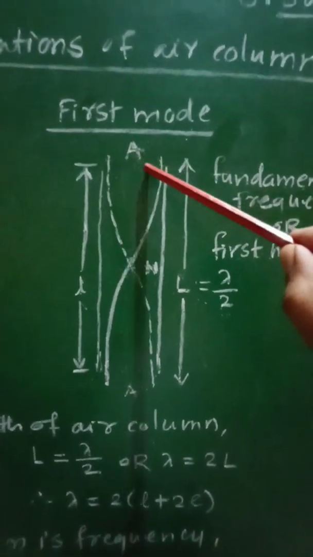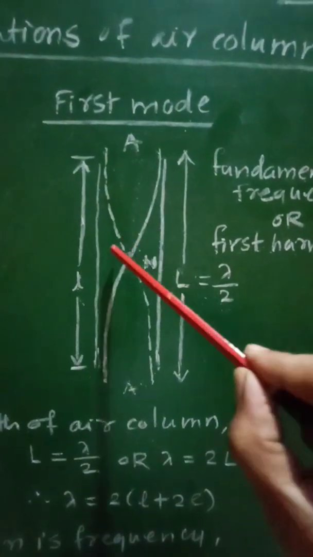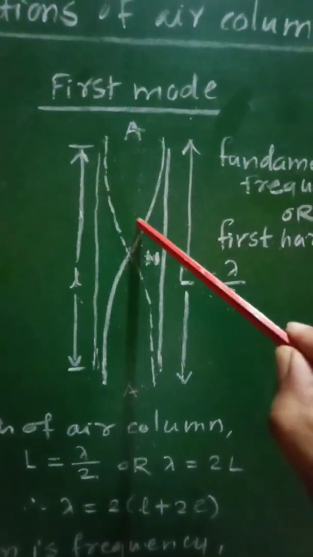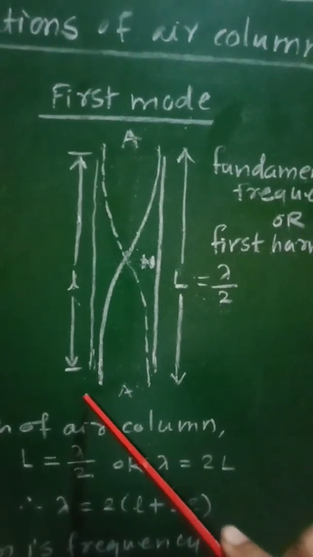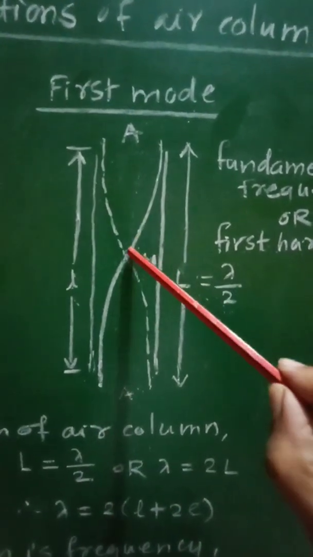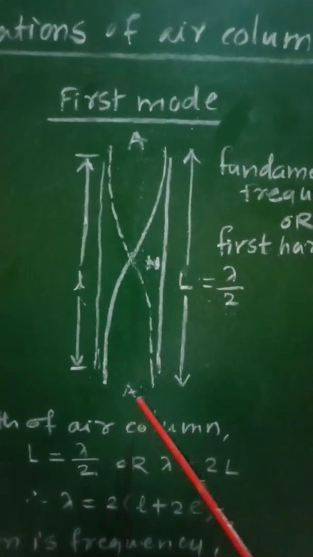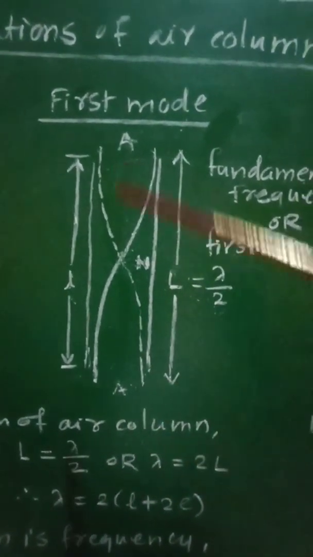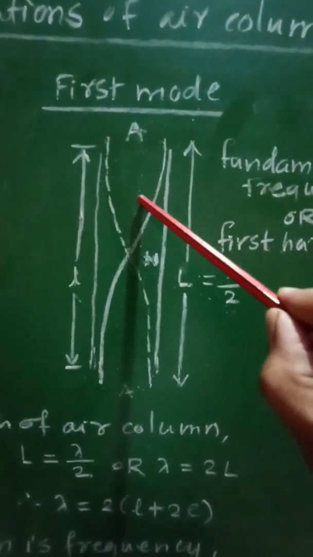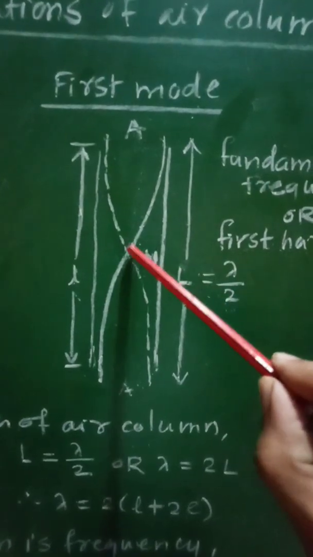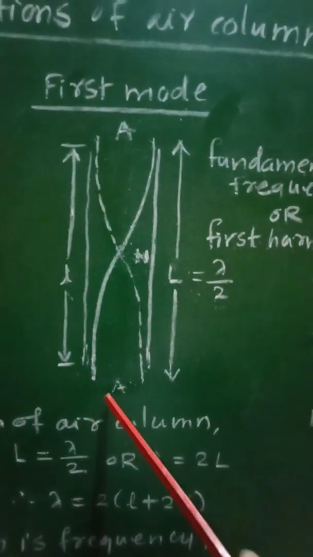When the air column is created inside this pipe, the air inside the pipe is slightly denser as compared with the air outside the pipe. That means inside the pipe it will act as a denser medium and outside the pipe it will act as a rarer medium. When the progressive waves are passed through one end of this pipe, these waves will travel first through the denser medium and then enter into the rarer medium.